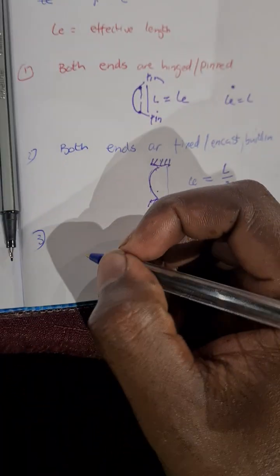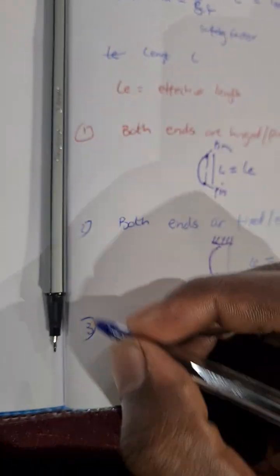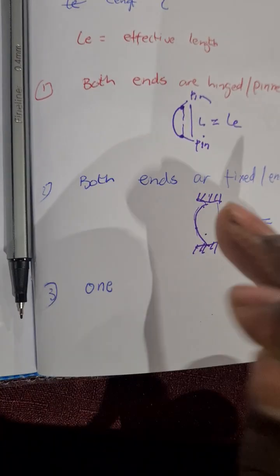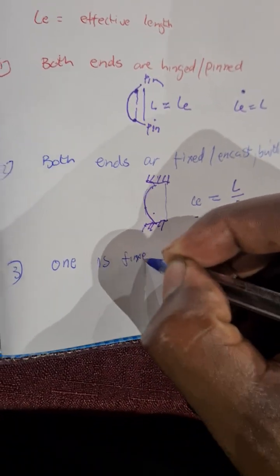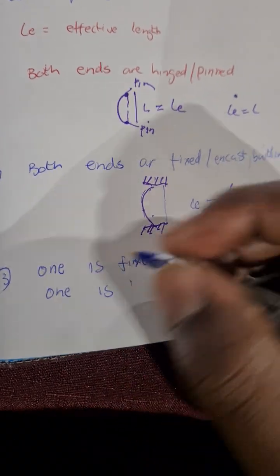Number 3, you must create the table, you must cram this thing, it must be in your head. Number 3, let's say one end is fixed and one is free.